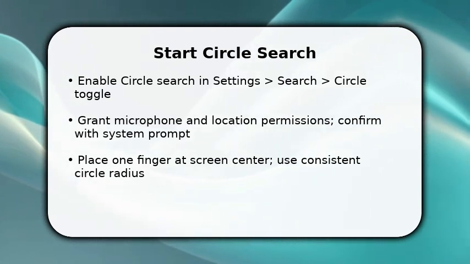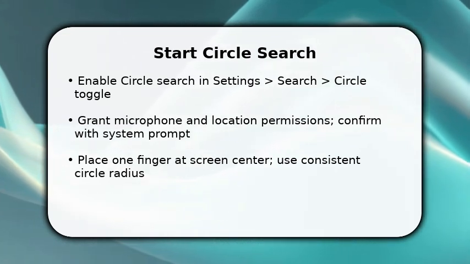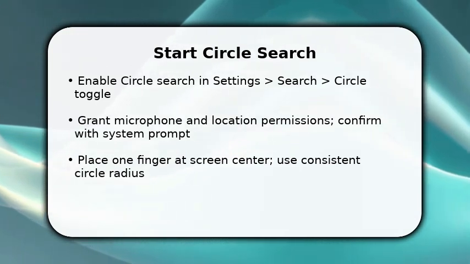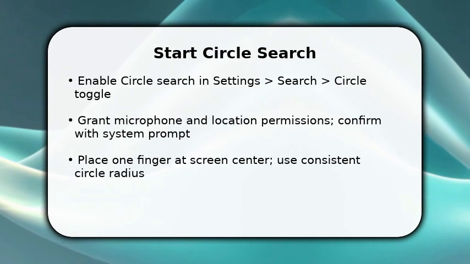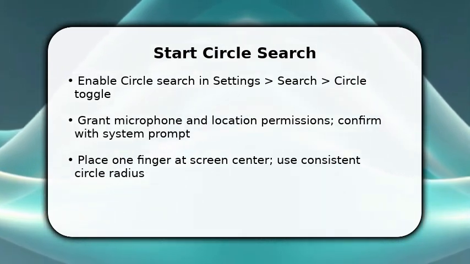Next, practice the gesture. Place one finger at the screen center and draw a smooth circle outward. You do this to teach the touch sensors the right motion and radius. Make sure the screen protector isn't lifting. Any gap alters the gesture. Keep the movement steady for reliable recognition.